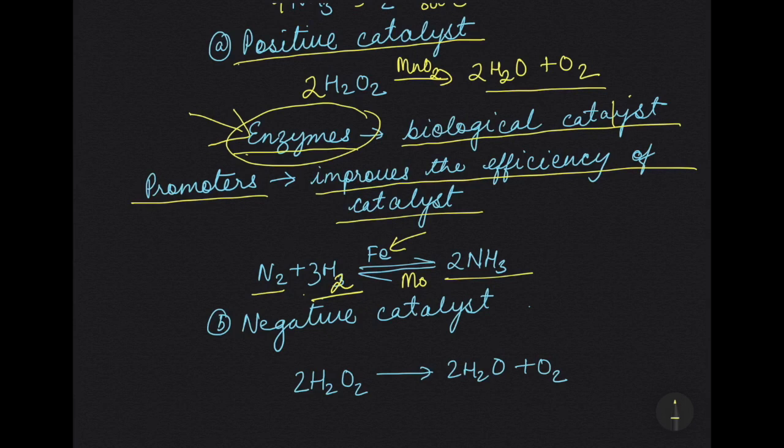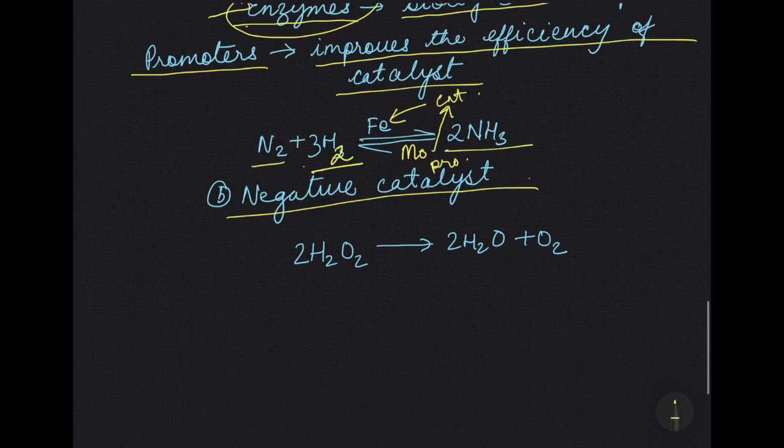So in this case, what are we using? We are using a catalyst as well as a promoter. This promoter increases the efficiency of the catalyst. Okay, now next we have a negative catalyst. A negative catalyst means which retards the rate of reaction. That means when the reaction is taking place very fast, then it brings down the rate of the reaction.